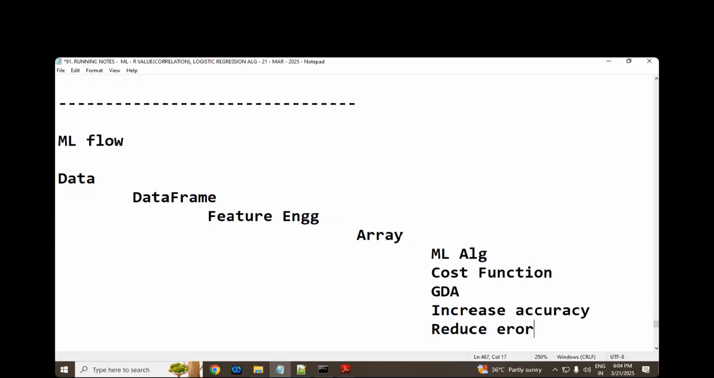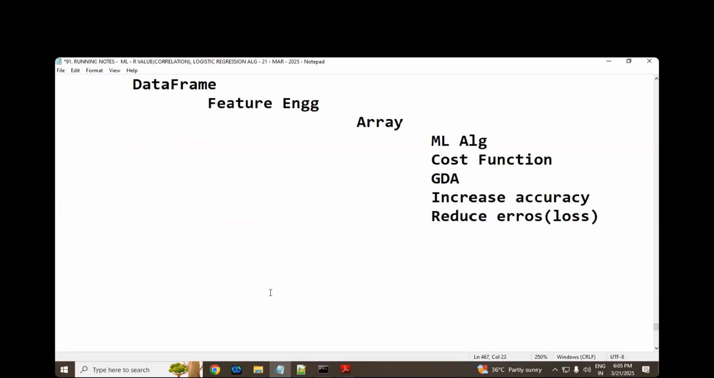When I say reduce error, think reduce error. Error also has one more word. That word is called loss. In machine learning technology, error also has one more name. That name is called loss. Let me show you practically. Both are different, sir. Both are not the same. Let me show you.